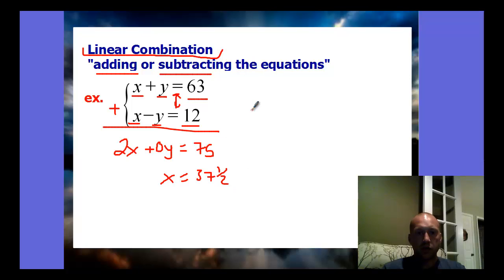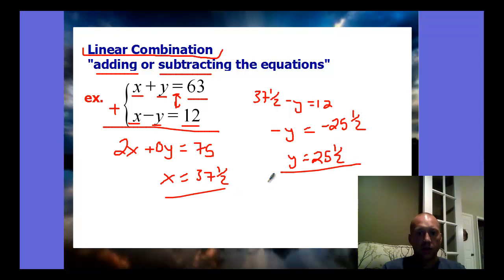Now we still have to back substitute that. A little easier though with these equations. It doesn't matter which one. We'll take the bottom one here. 37.5 minus y equals 12. If you subtract 37.5 from both sides, you get negative y equals negative 25.5. You divide by the negative, so you find 25.5 is the y value. So you have y, you have x.